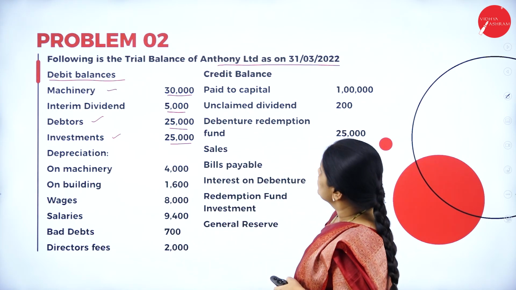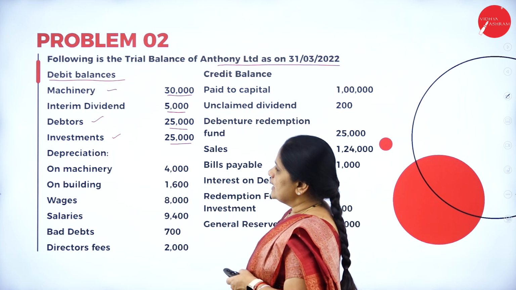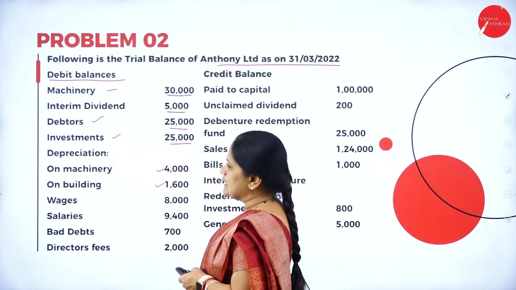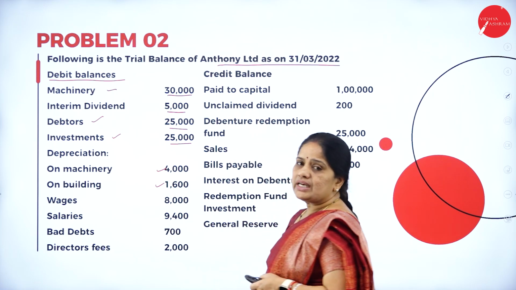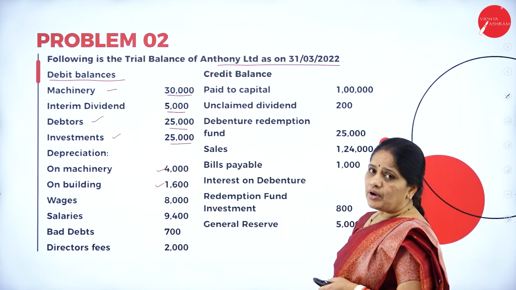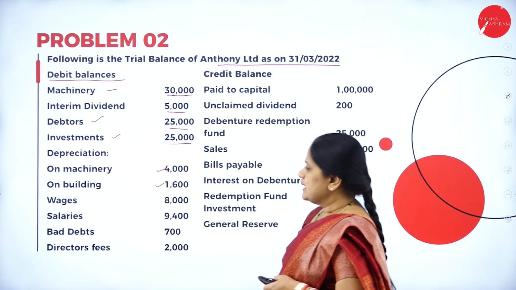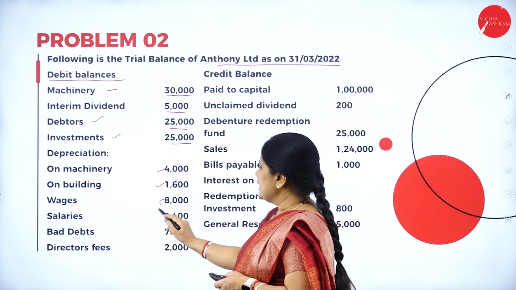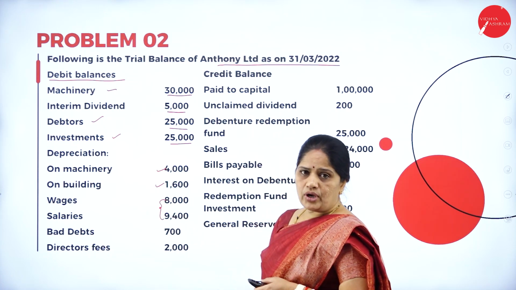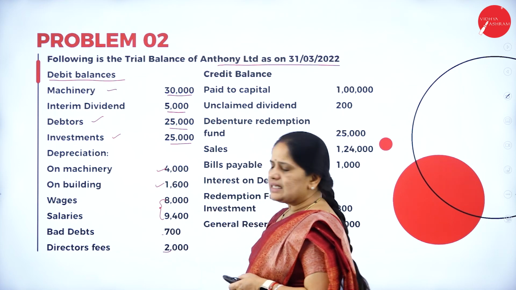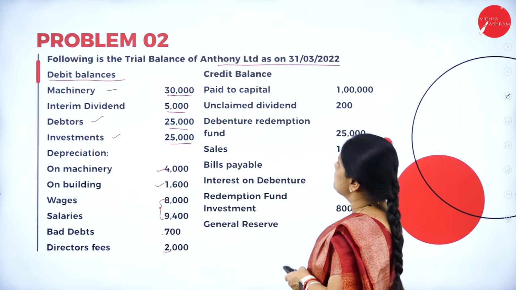So they will go to the balance sheet. Then we have the depreciation on machinery and building. So the depreciation on machinery and building, it will go for the profit and loss account. Then next one will be wages and salaries. So they will come under the heading employee benefit expenses. Then we have the bad debts, the director's fees, this will come as an expenditure.